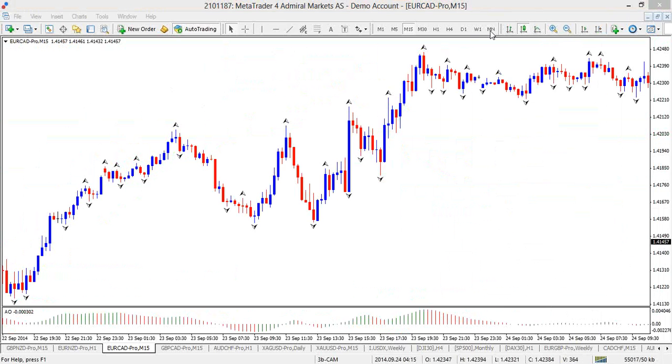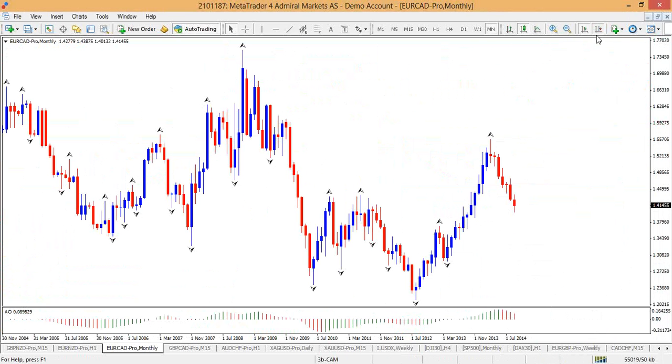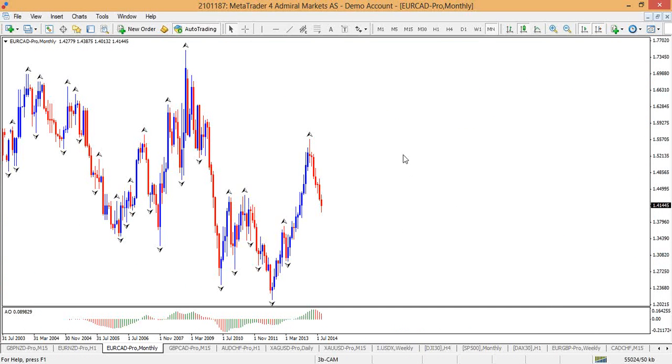EuroCAD, let's take a look at the monthly chart here. Got a good monthly pin bar here. Wow, that led into a very big downside, didn't it? Let's zoom out just a bit. Alrighty, what can we do? We see a trend line here. Not that relevant, but okay.